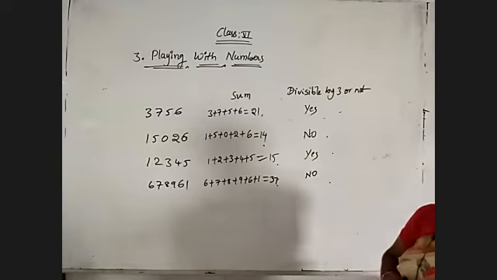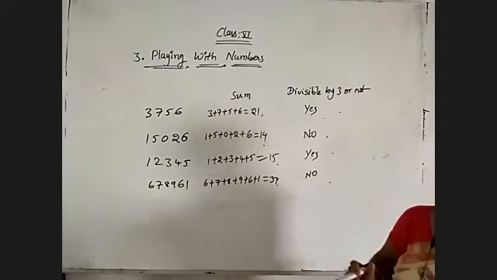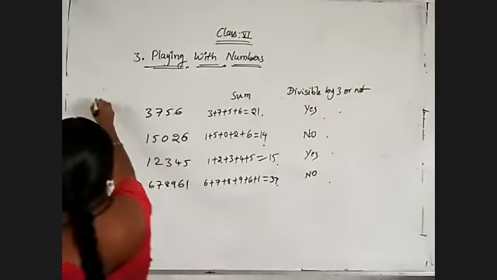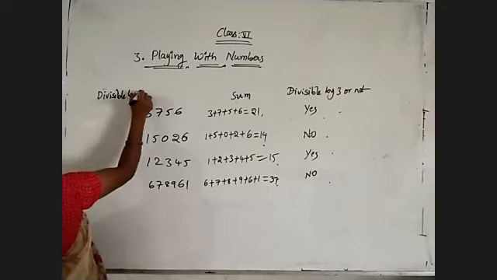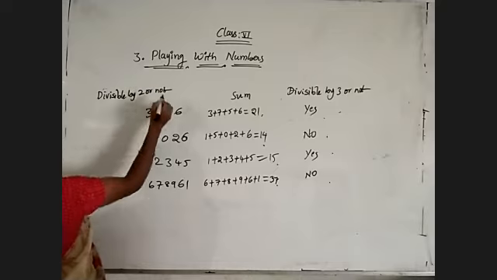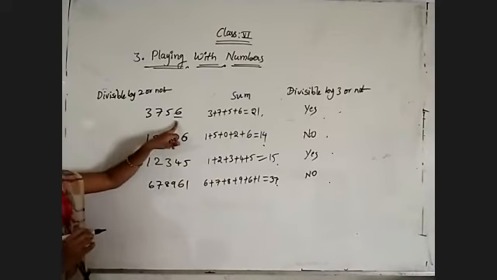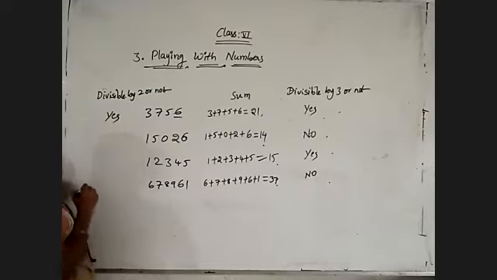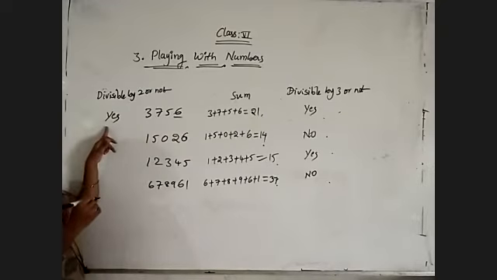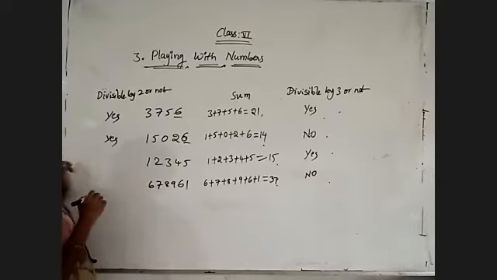Already we have finished the divisibility rule of 2. So check whether the given numbers are divisible by 2 or not. For 2, we need to check the units digit. 6 is there. That's why it is divisible by 2. And again 6. So it is also divisible by 2.